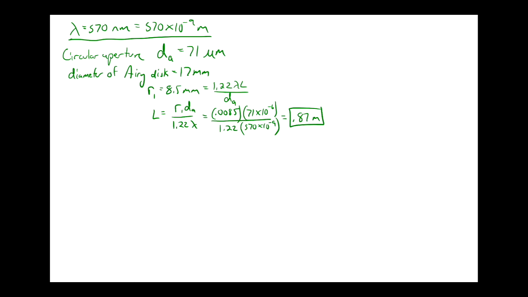If we wanted to, we could calculate R2 since it just said to find whatever we can. What is the equation for R2? It is 2.23 lambda L over dA. Now that we have L, we've got everything we need. So that's going to come out to be 0.0156 meters, or approximately 16 millimeters. Yay, we found a couple of things. We should just stop there, right, since it didn't tell us what to find? That's enough. No, I don't want to stop there.